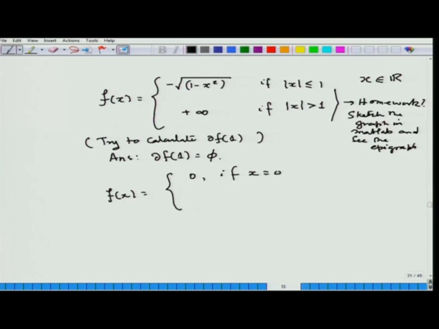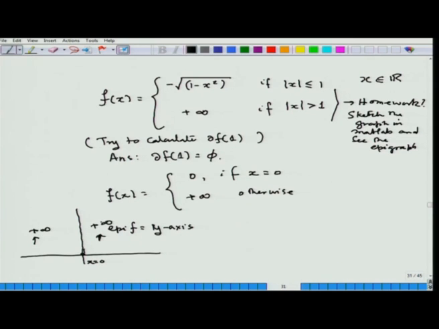So, f(x) is equal to 0 if x is 0, and equal to plus infinity otherwise. If you look at the graph of this function, x equal to 0, the epigraph is nothing but the whole y axis. Now, here the function value is plus infinity, and here the function value is plus infinity.